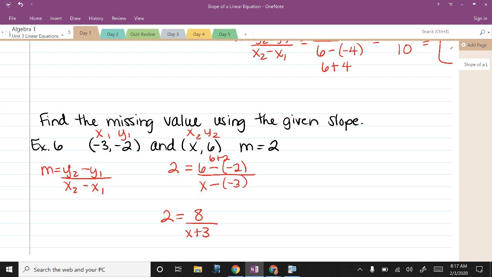Well, 2 is a whole number, right? You good with that? So I can put 2 over 1, can't I? And now it looks like something we've done before called what? Proportion. Two fractions that equal each other are called a proportion. How did we solve proportions in Unit 1? Cross multiplied, right? Yeah, we did.